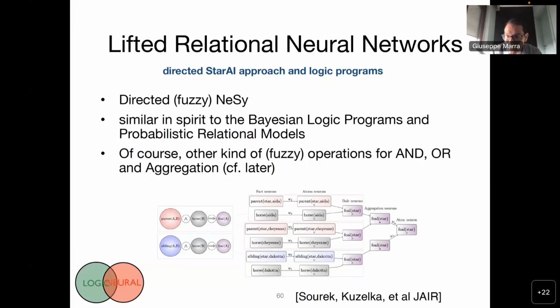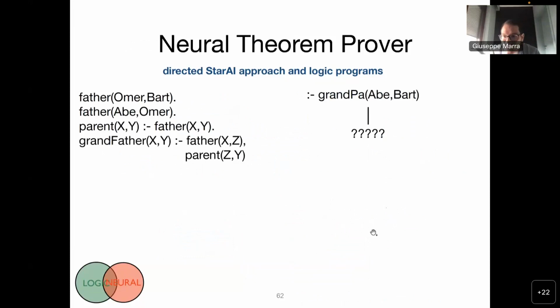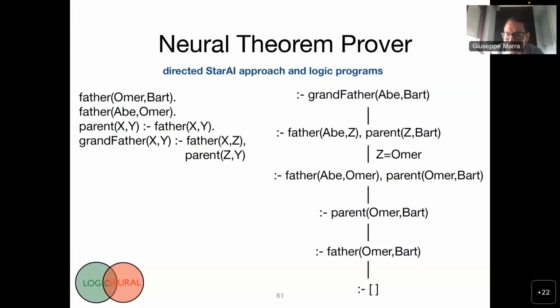And another very nice work along this same line of using logic for templating neural nets is neural theorem provers. Now, I was skipping a slide. So in neural theorem provers, the idea is pretty much the same. So this one that I'm drawing on the right is just a proof of grandfather(abe, bart) using the program on the left.